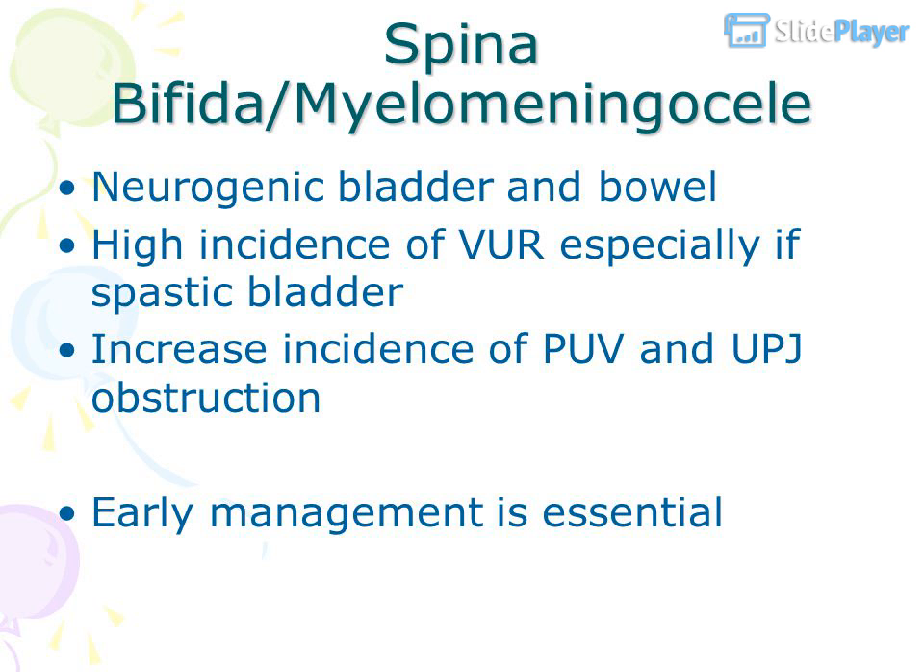Spina bifida/myelomeningocele. Neurogenic bladder and bowel. High incidence of VUR, especially if spastic bladder. Increased incidence of PUV and UPJ obstruction. Early management is essential. Everything on slide.